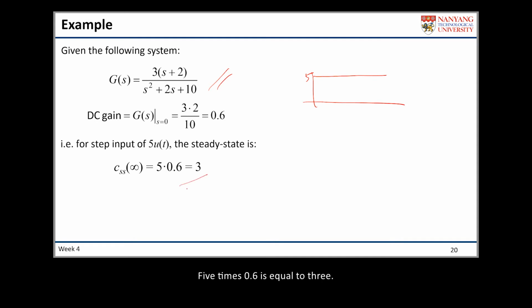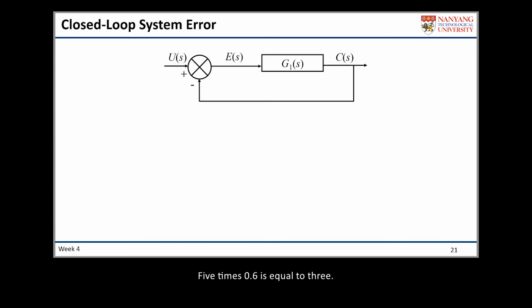5 times 0.6 is equal to 3. Okay, we have already discussed what DC gain is, and we have already discussed what the steady state response is, how to evaluate the steady state response. Now let's take a specific case on a closed loop system, on a controlled system.